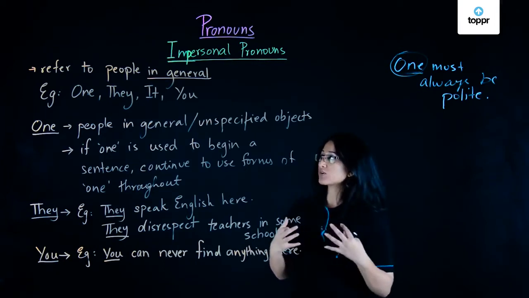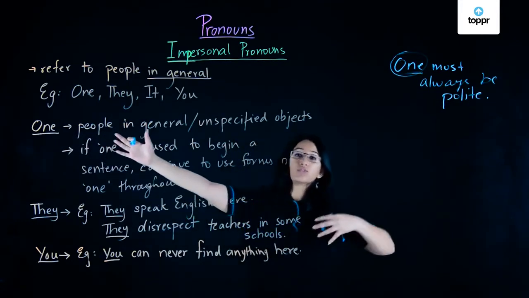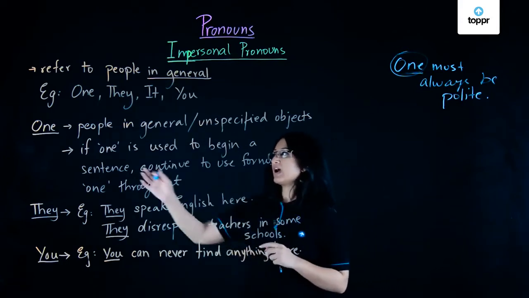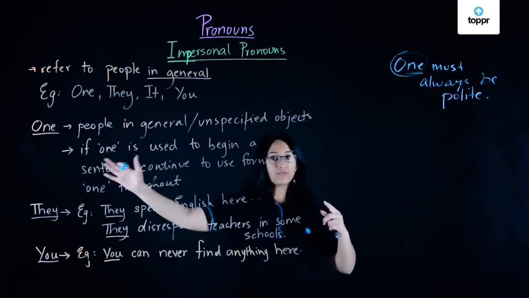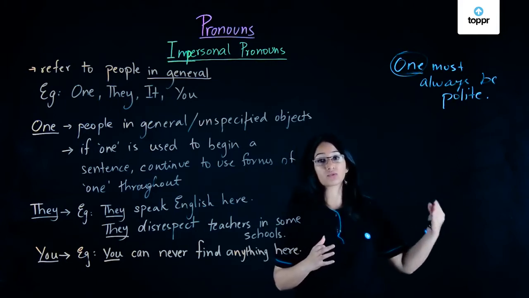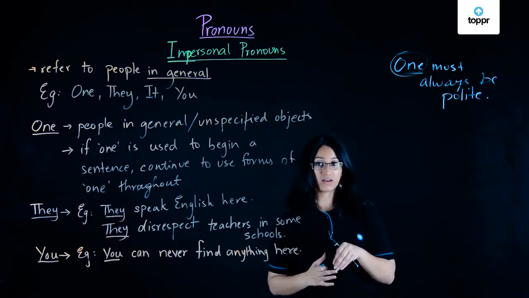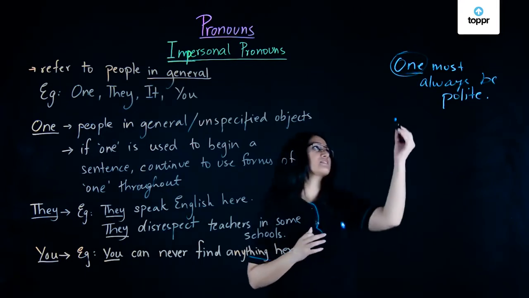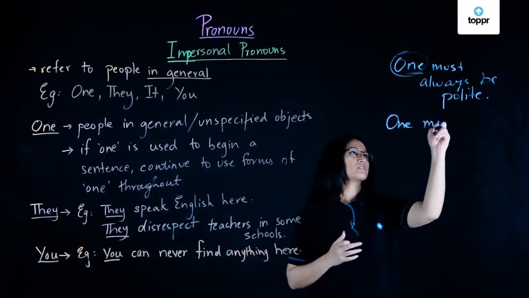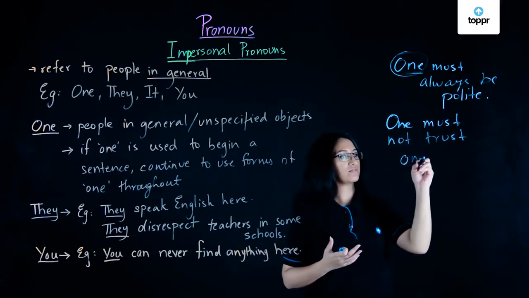So first, let's take a look at how we use the impersonal pronoun one. So when we want to refer to people in general or unspecified objects, we can use one. However, we have to remember that if we use the word one at the start of a sentence, we have to use different forms of one to refer back to the subject of the sentence as one. So, if you start a sentence like this, one must not something like trust oneself.